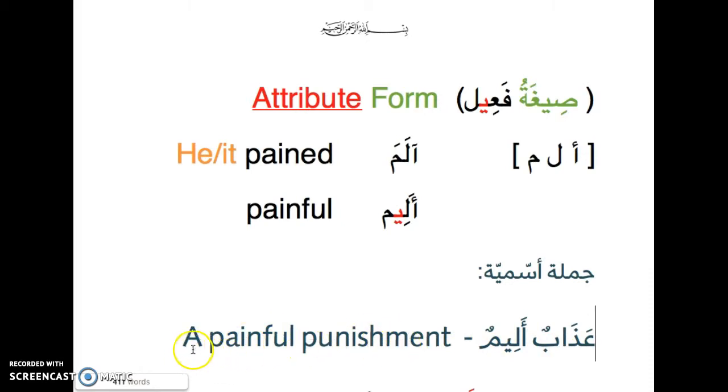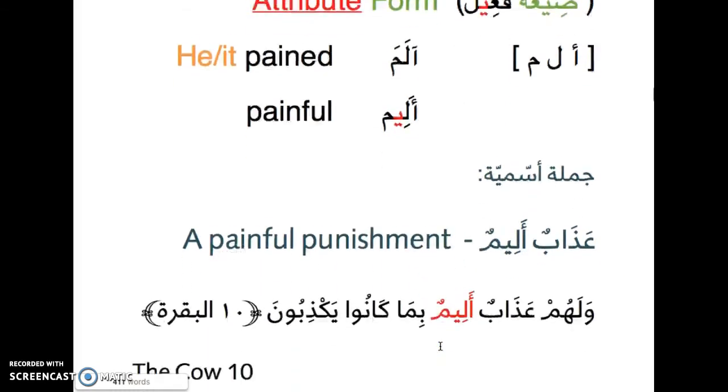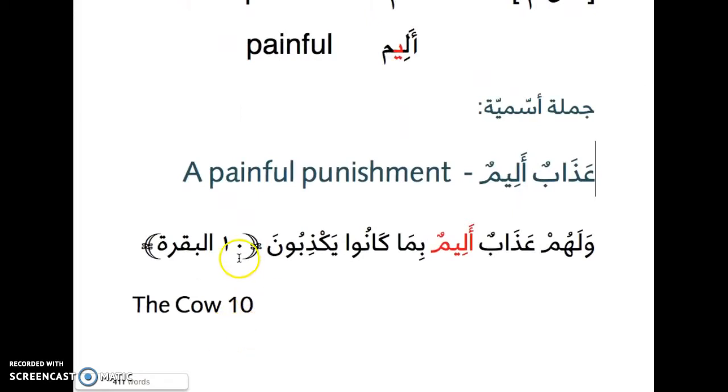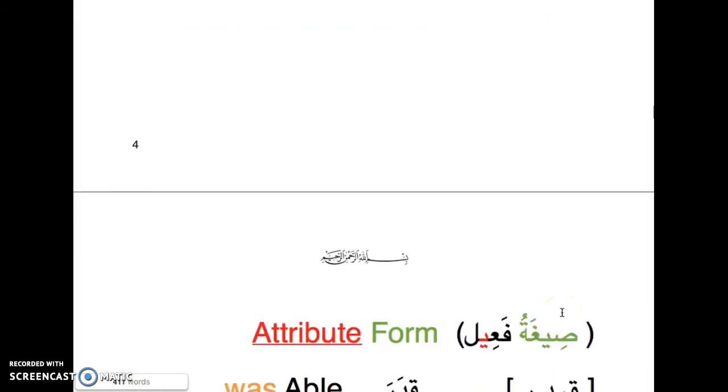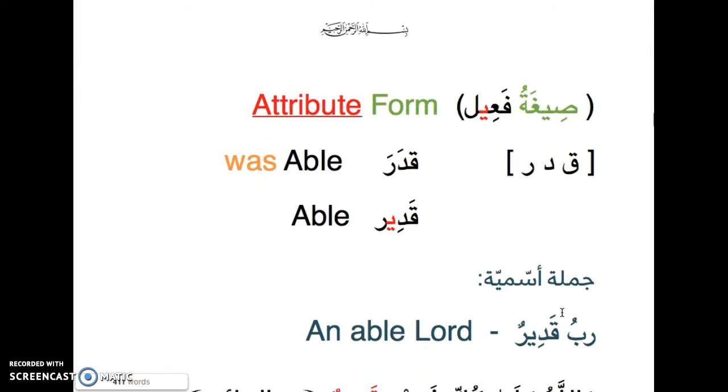It's okay to have it unknown, like a painful punishment, like it's not known. Like, what are you talking about specifically, right? Unless, I'm not sure. I'm not going to make up stuff. Let's just say it. عذاب أليم. Painful punishment. And we have it in the Quran, in the cow, number 10. وَلَهُمْ عَذَابٌ أَلِيمٌ. See, the sentence is there actually. In the cow 10. عَذَابٌ أَلِيمٌ. We have our nominal sentence. Yes. Let's move on to another example.